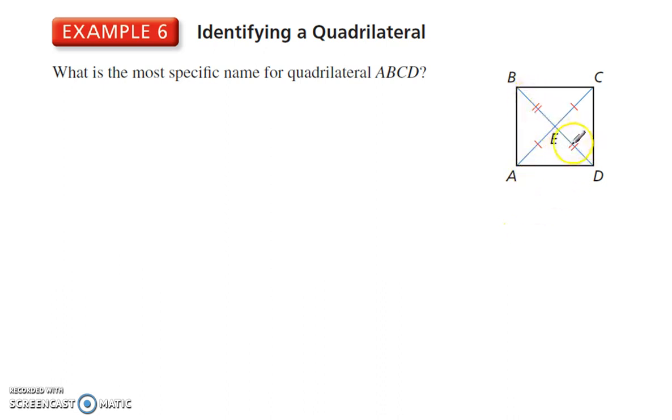The only thing we know is that the diagonals bisect each other. And diagonal bisector tells us that the most specific we can get with this is that it is a parallelogram. Parallelogram. We don't know that any sides are congruent. We don't know anything about the angles. So the most specific is a parallelogram.